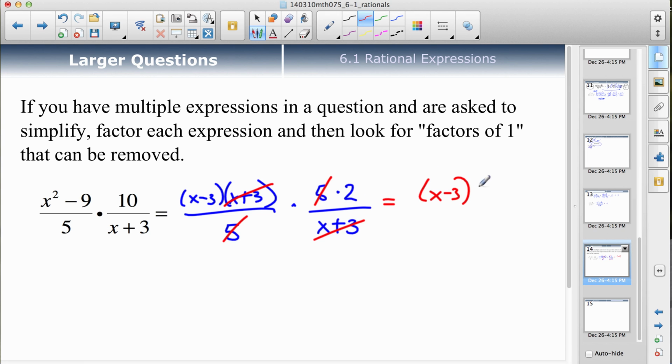I could put times 2 at the back, but typically they write that at the first. And there's nothing on the bottom. I could write it over 1, but typically I would just leave it like that. Okay, hopefully that gives you some practice simplifying and multiplying rational expressions. Try some questions in the book.